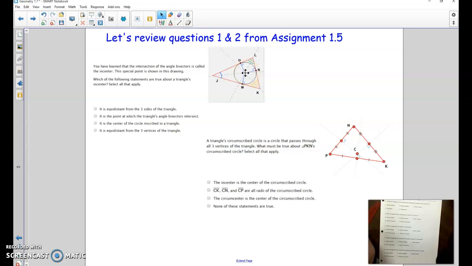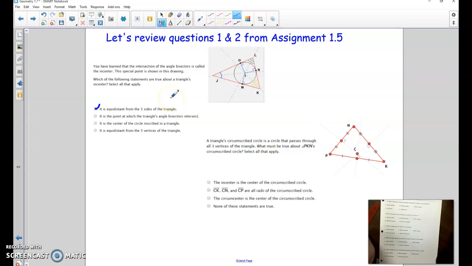And it's a select all, so there's probably more than one answer. The first one says it is equidistant from the three sides of a triangle, and that is true. I to O, I to N, and I to M are all radii of the inscribed circle, and a radius is constant through the same circle, so those are all congruent lengths. So that is correct. The incenter is equidistant from the three sides of the triangle.